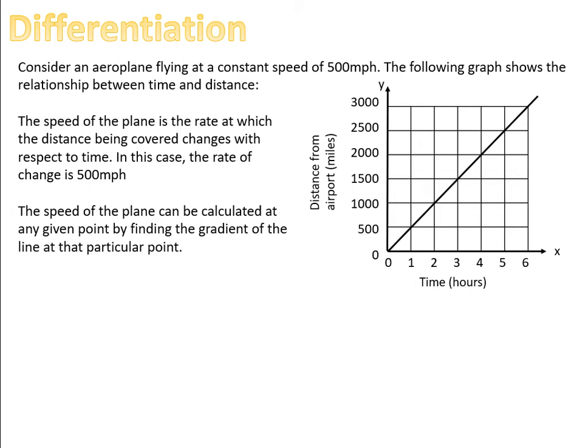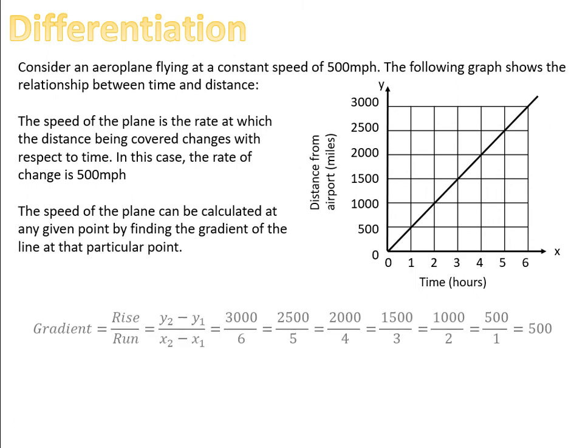Okay, so the speed of the plane can be calculated at any given point by finding the gradient of the line at that particular point. Okay, so this is the stuff you already know. I know you'd be thinking, what the hell is he on about? But this is stuff you already know. If we look at the gradient along any point of this line, and it's just a straight line, so it's the same gradient all the way along, then we can find the speed.